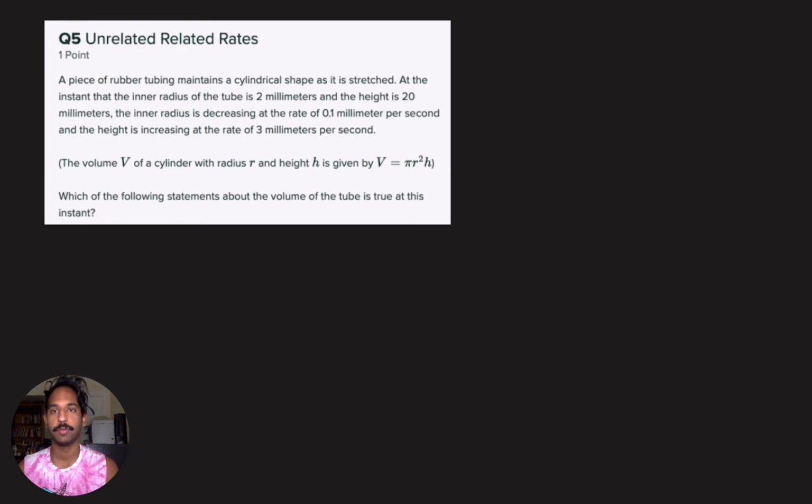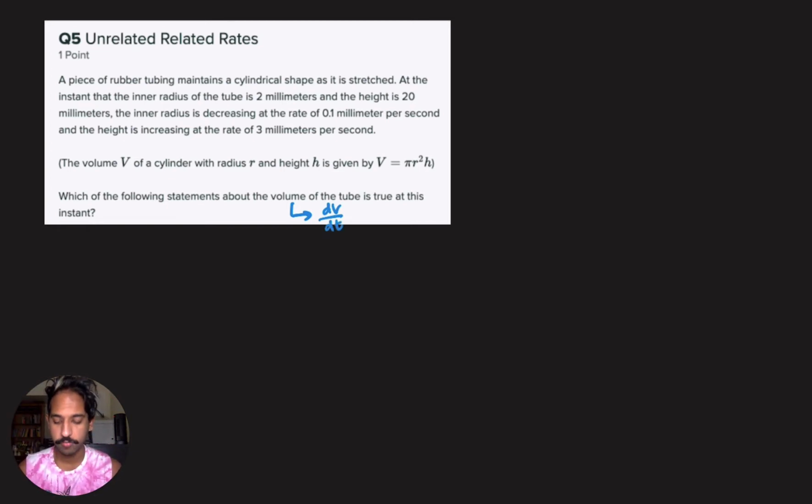And then we're given the volume of the cylinder. Which of the following statements about the volume of the tube is true at this instant? Now let's think about this. They're asking about the volume of the tube. We know that the volume of the tube is changing. This question is asking us about dV/dt. It's asking us how that volume is changing with respect to time.